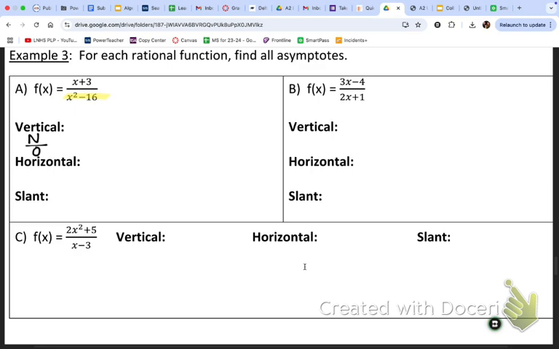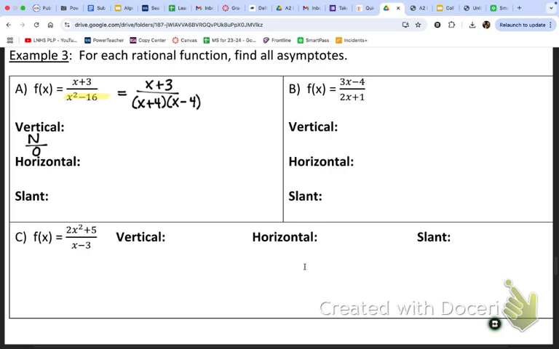X squared minus 16. This is a difference of squares. X plus 4, X minus 4. There you go. If you're still struggling with difference of squares, here's another way to think about it. What multiplies to negative 16 and adds to 0? Positive 4 and negative 4.